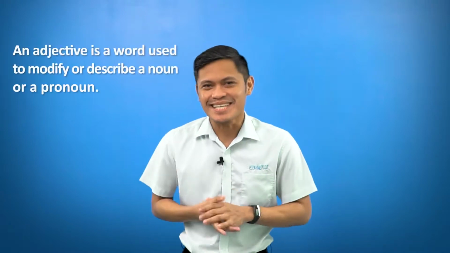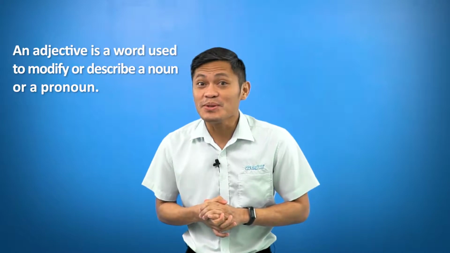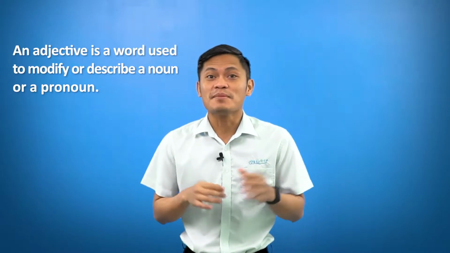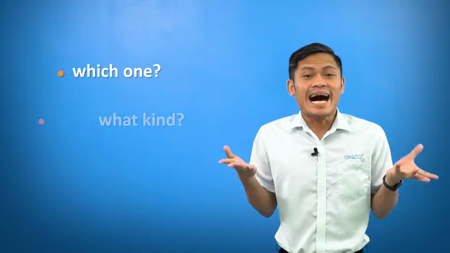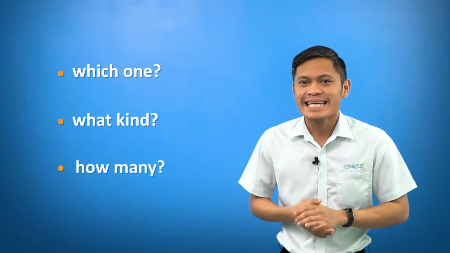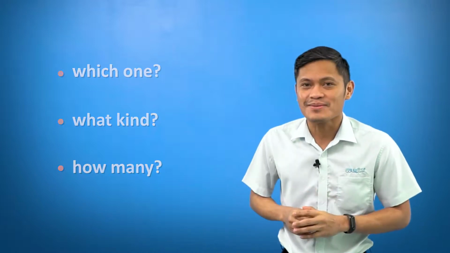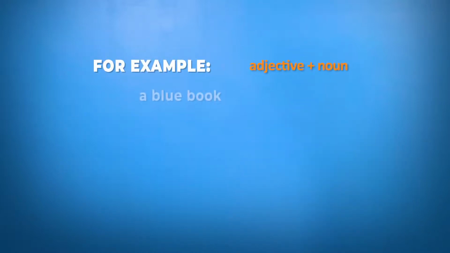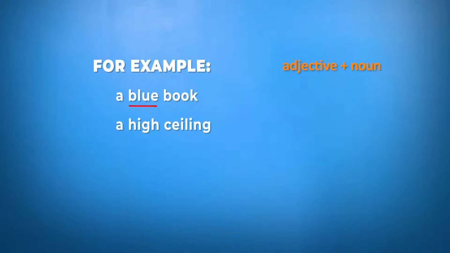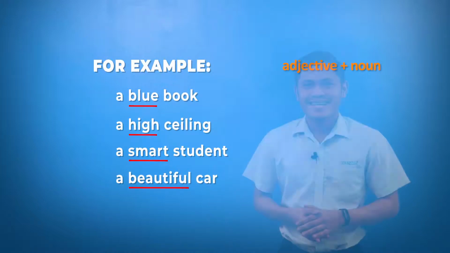This time, let's move on to talk about the most colorful words in English, the adjectives. An adjective is a word used to modify or describe a noun or a pronoun. It usually answers the question of which one, what kind, or how many. In English, we always put adjectives before the noun. For example, a blue book, a high ceiling, a smart student, a beautiful car.